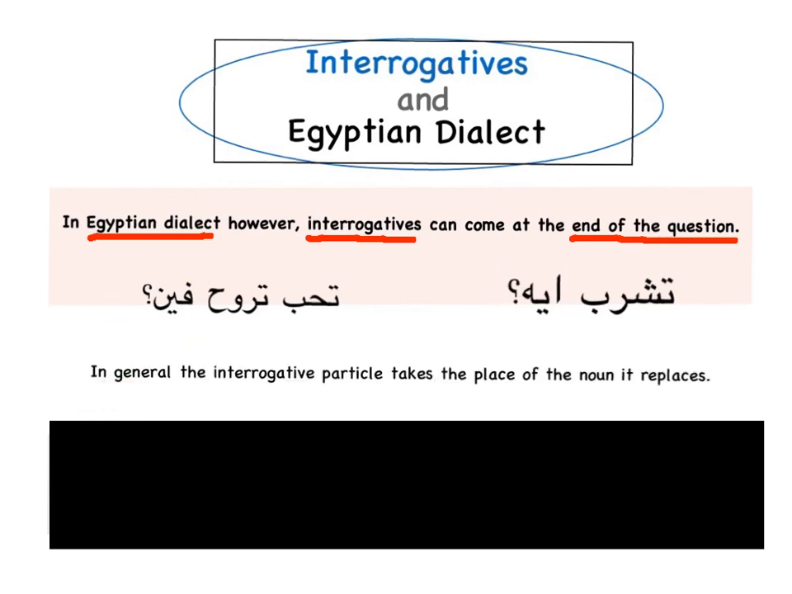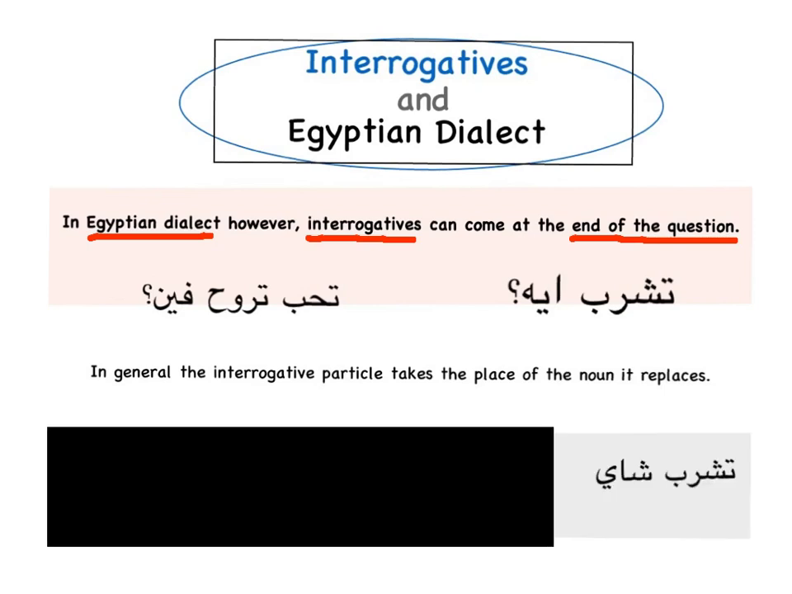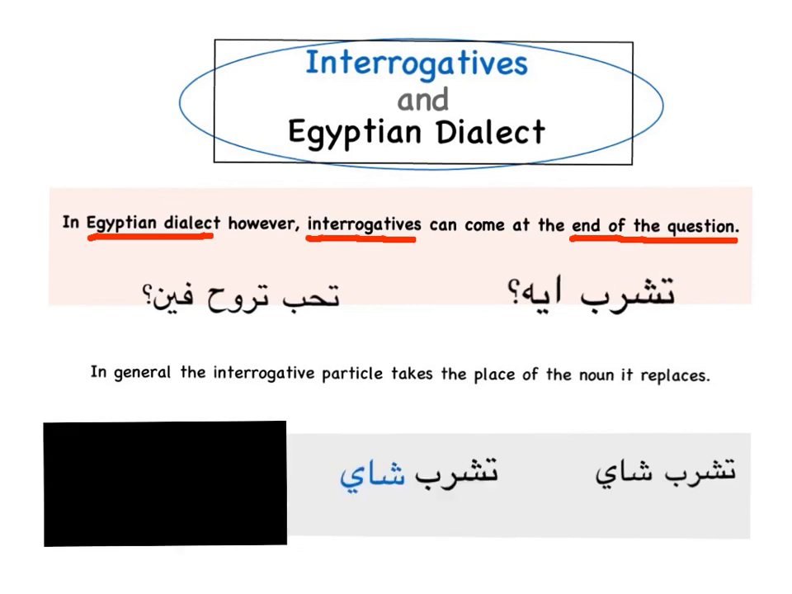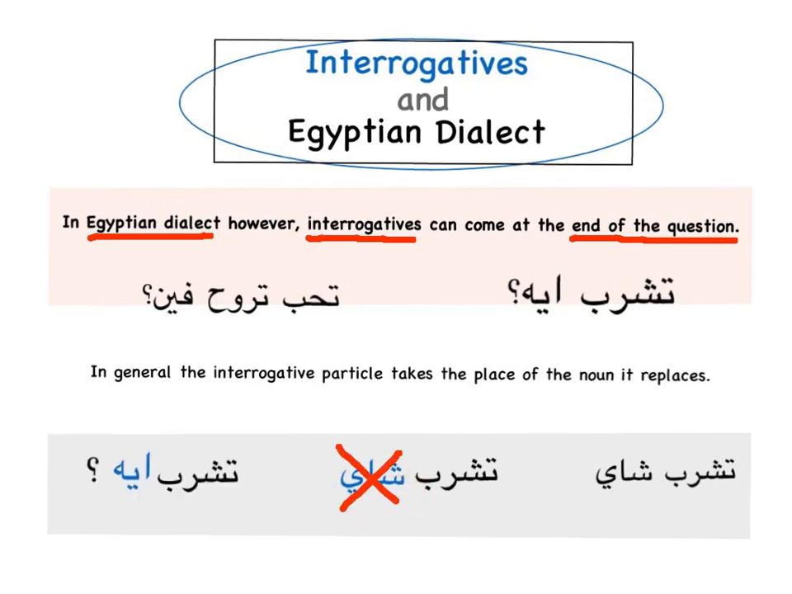In general, the interrogative particle takes the place of the noun it replaces. So if you start with a sentence, تشرب شاي, the question is going to be what do you want to drink? You have the sentence تشرب شاي, drink tea. So when you want to make a question, you take the tea, you get rid of it, and you replace it with the question word إيه. تشرب إيه? Drink what?